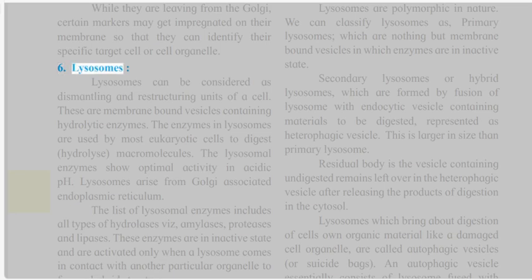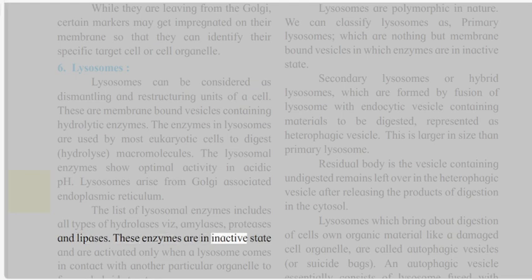6. Lysosomes. Lysosomes can be considered as dismantling and restructuring units of a cell. These are membrane-bound vesicles containing hydrolytic enzymes. The enzymes in lysosomes are used by most eukaryotic cells to digest, hydrolyze, macromolecules. The lysosomal enzymes show optimal activity in acidic pH. Lysosomes arise from Golgi-associated endoplasmic reticulum. The list of lysosomal enzymes includes all types of hydrolases, viz., amylases, proteases and lipases.